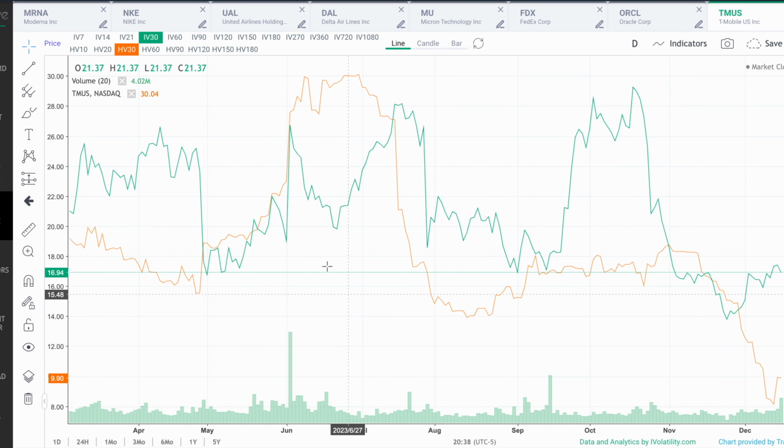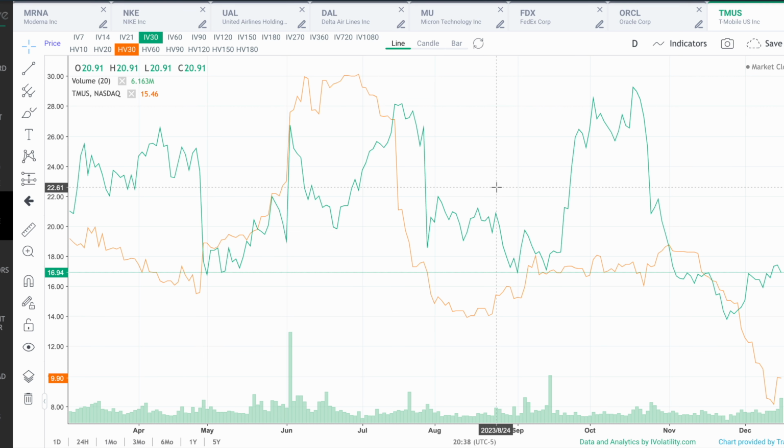ivolatility.com. Let's go there. All right, we're in iVolatility live. This shows us the historical volatility, which is in orange here for the last 30 days, and then the forward-looking IV30, or the implied volatility for the next 30 days, in green.